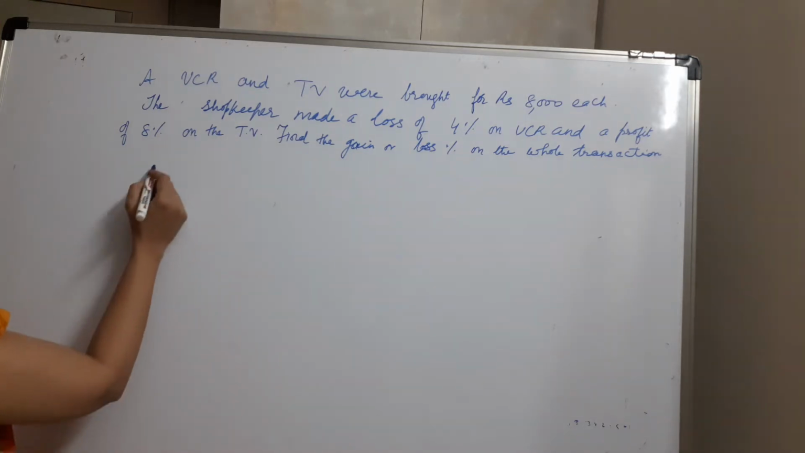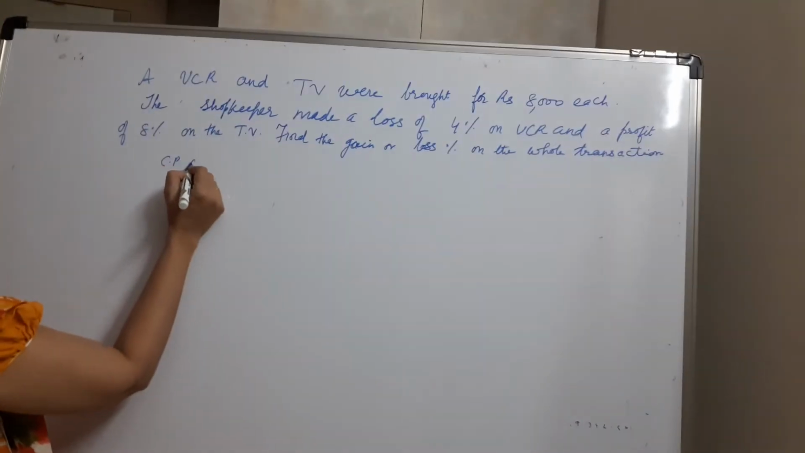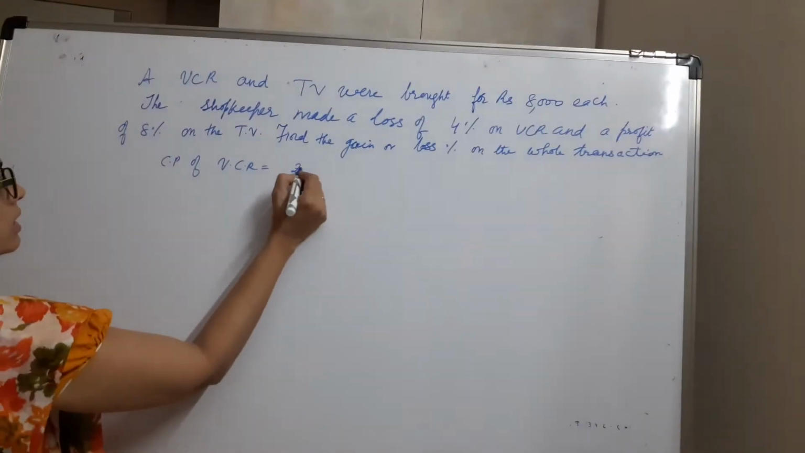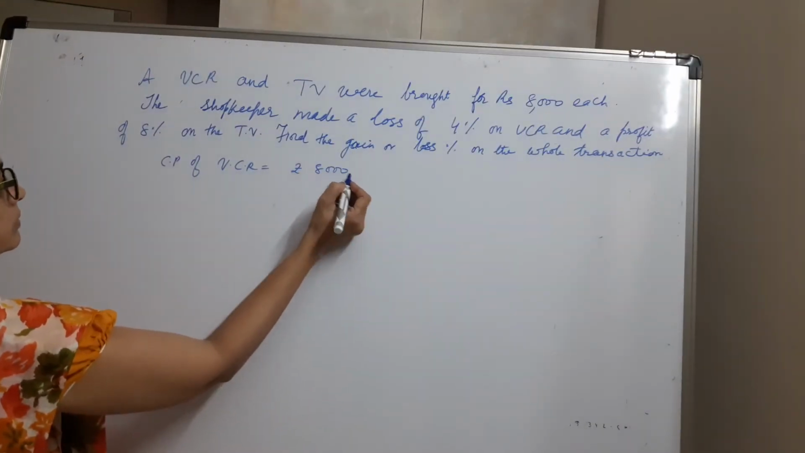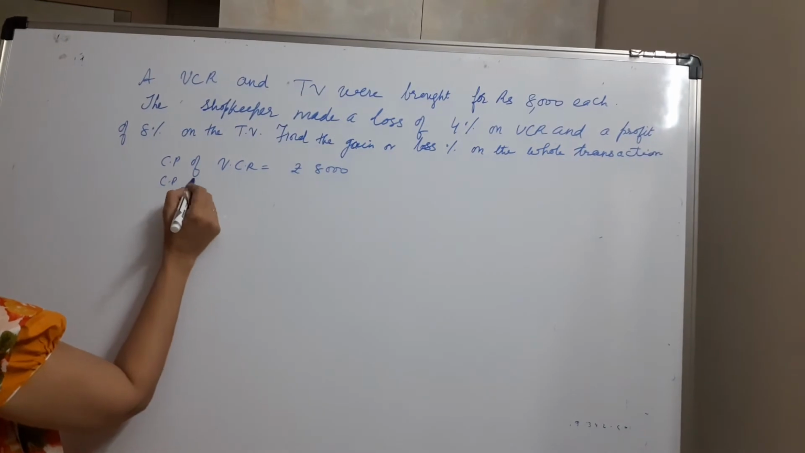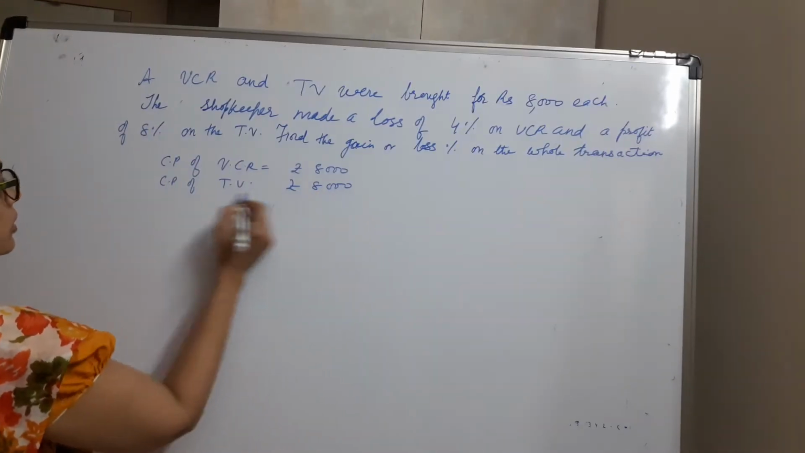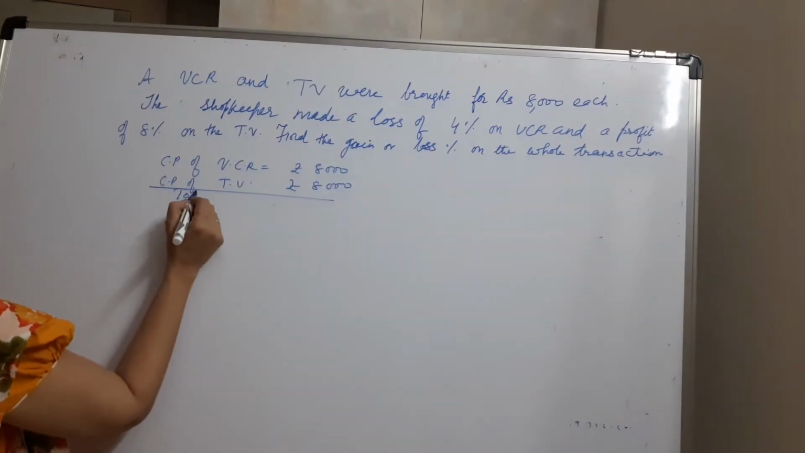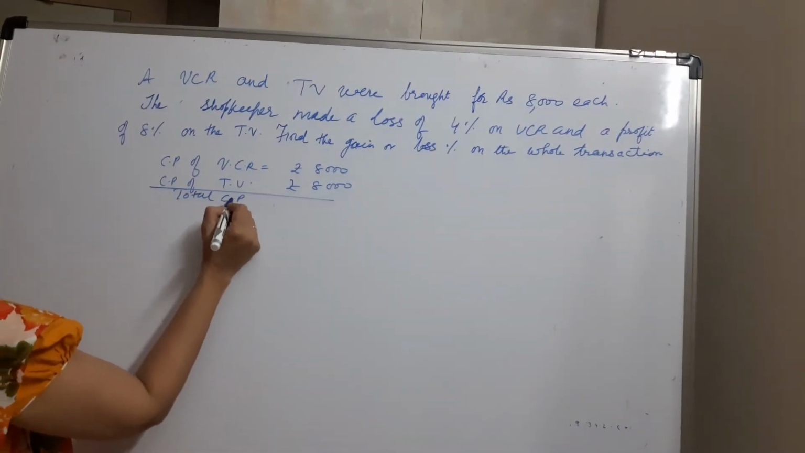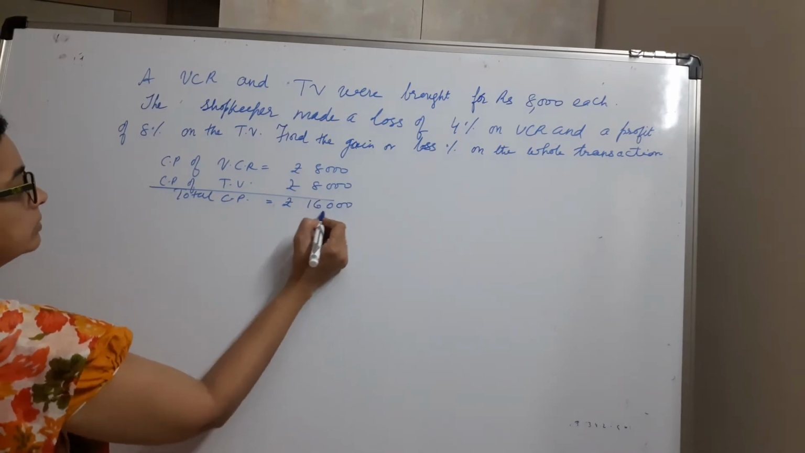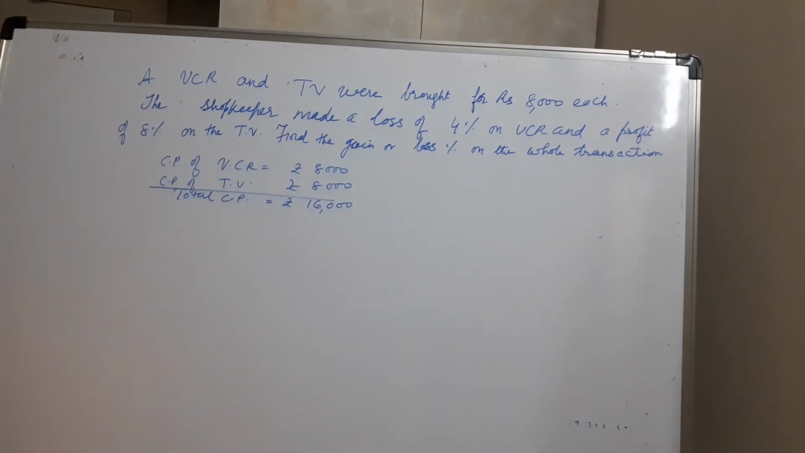So CP, what is given? CP of the VCR is rupees 8,000. CP of the TV is also rupees 8,000. So total CP is equal to rupees 16,000.